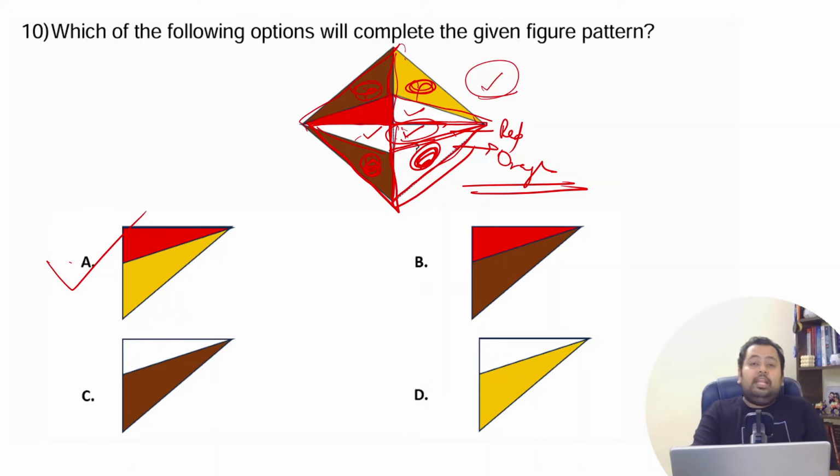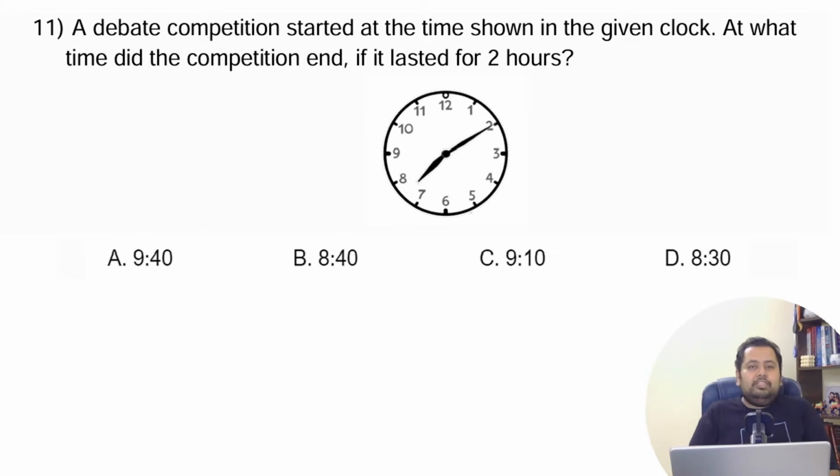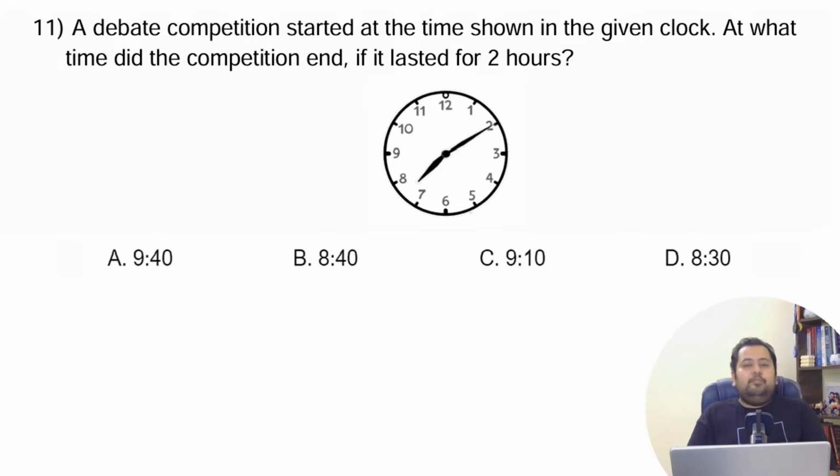And now we move to the next section, that is quantitative mathematical reasoning, and we'll start with solving question number 11. A debate competition started at the time shown in the given clock. So, at the time shown over here, a debate competition started. At what time did the competition end if it lasted for 2 hours? So, you have to find out at what time the competition ended. Right? Pause the video, find the solution, and then look at the answer.